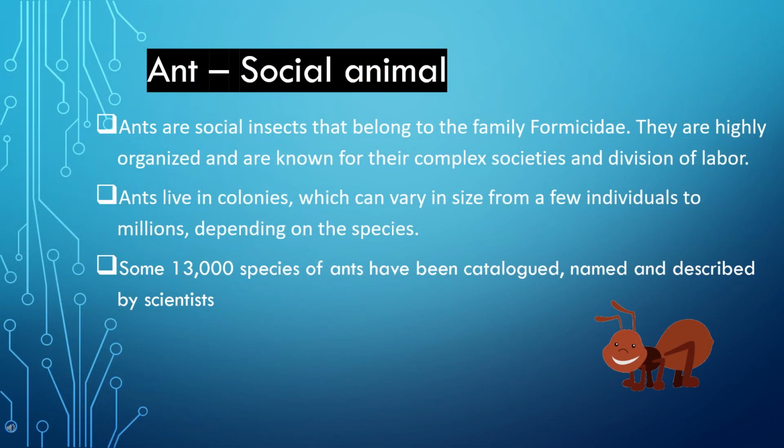In this video today, we are going to talk about a social insect. Ants are probably the most familiar social insects, occurring everywhere, from the Arctic tree line to the tip of South Africa and Tasmania. They belong to the family Formicidae. They are highly organized and are known for their complex societies and division of labor.